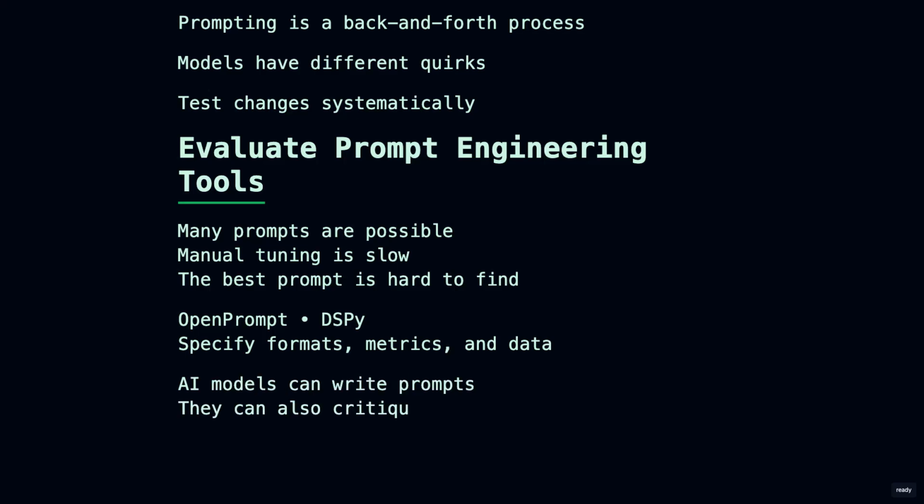Another approach is to use the model itself as the prompt writing assistant. You can ask it to generate a prompt, improve an existing one, or create in-context examples to make the task clearer.